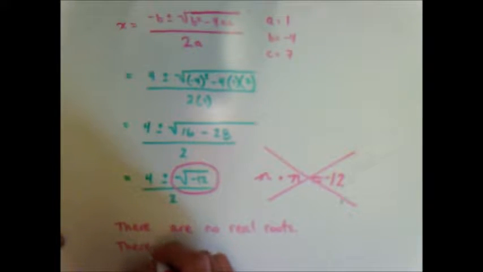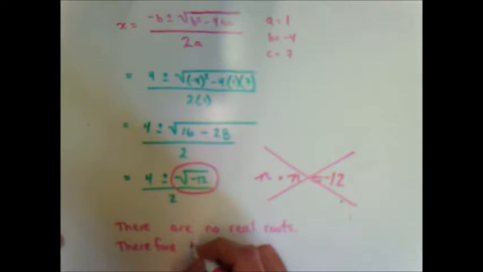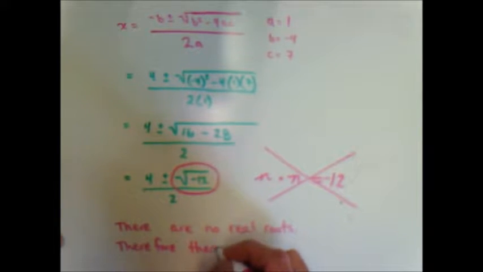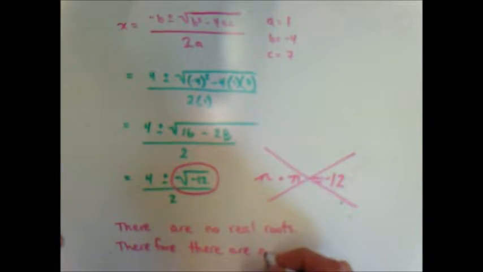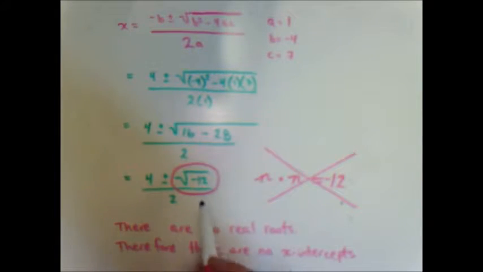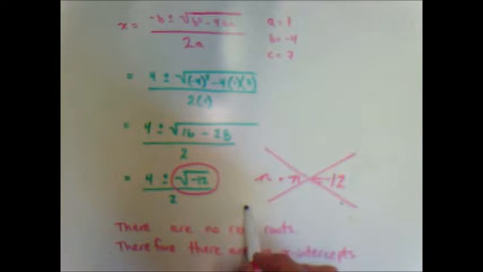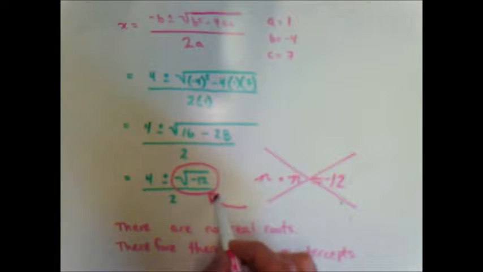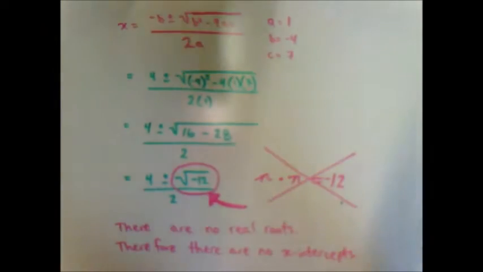Therefore, there are no x-intercepts. Now, we already knew that, but it was good to verify using the quadratic formula, and now we know what to identify. If we're using our quadratic formula and we ever end up under the square root with a negative value, we can be certain that this parabola will not cross the x-axis.